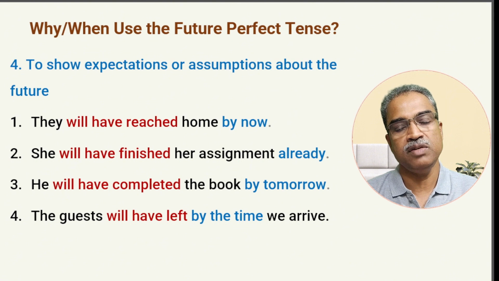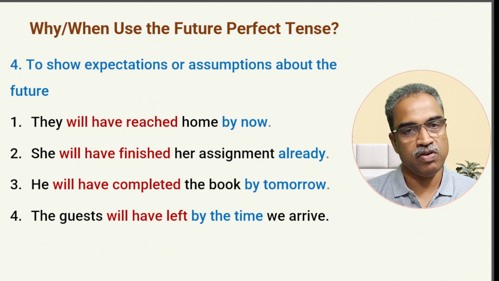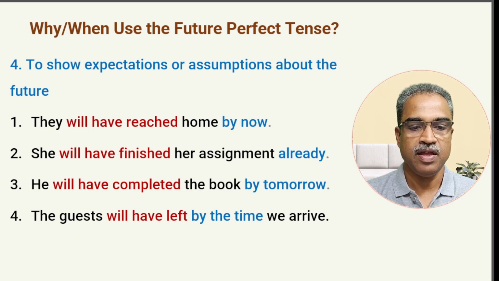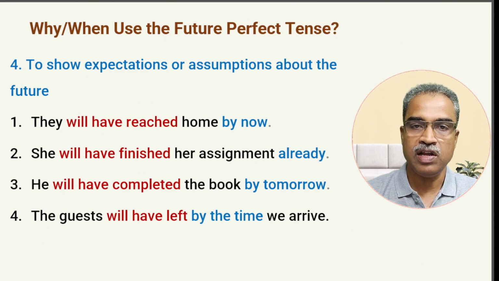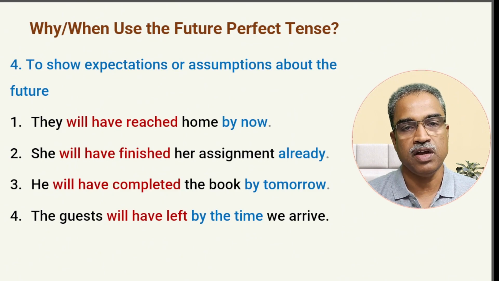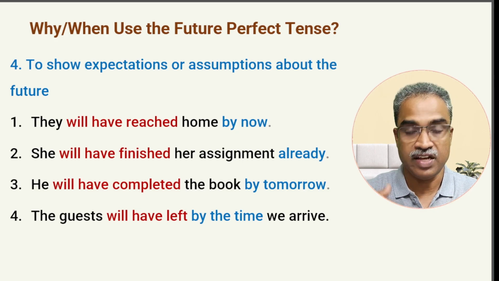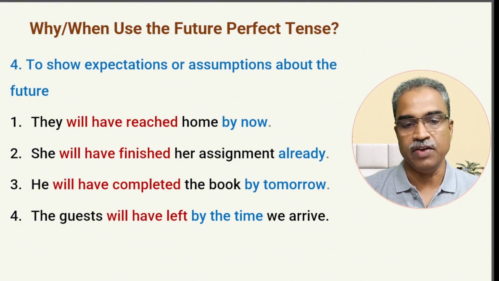He will have completed the book by tomorrow. Tomorrow, it's very clear, is of course a future. It indicates future. So tomorrow by this time, maybe he will have completed. The guests will have left by the time we arrive. So we have not arrived. By the time we arrive, sometime later, the guests will have left. We are already late. We will not be able to meet our guests because we are late. So by the time we arrive there, the guests will have already left.